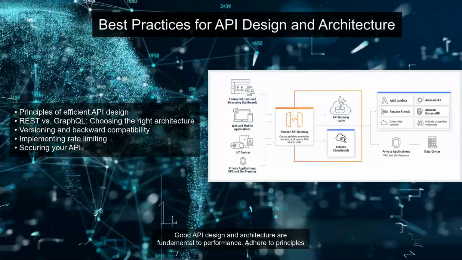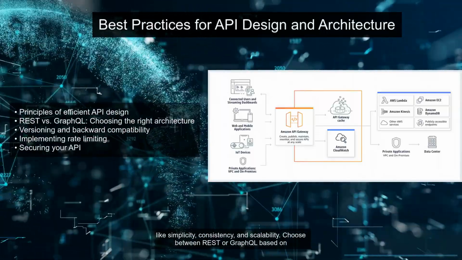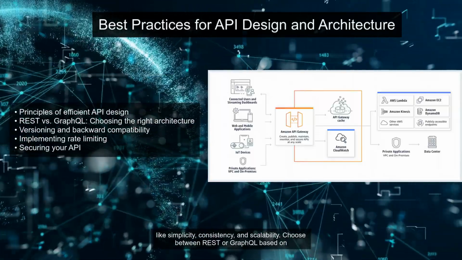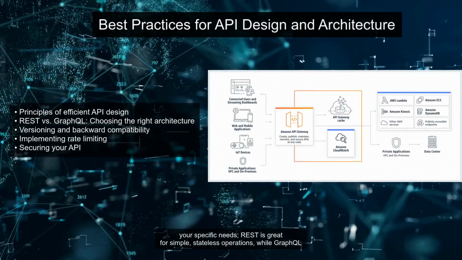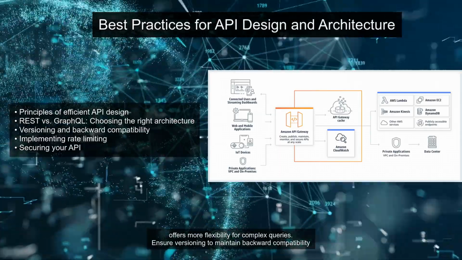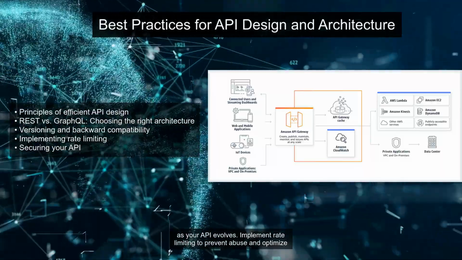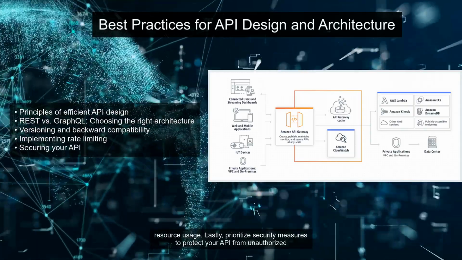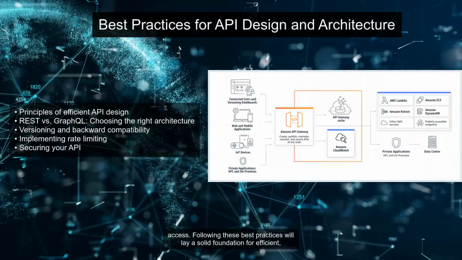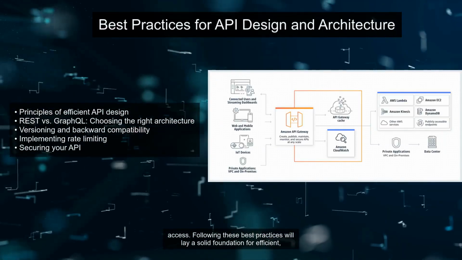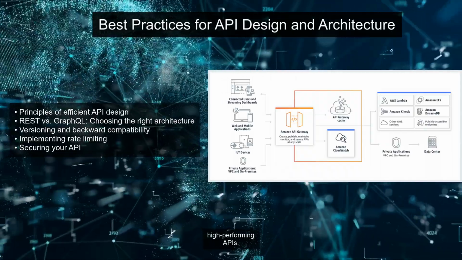Good API design and architecture are fundamental to performance. Adhere to principles like simplicity, consistency, and scalability. Choose between REST or GraphQL based on your specific needs. REST is great for simple, stateless operations, while GraphQL offers more flexibility for complex queries. Ensure versioning to maintain backward compatibility as your API evolves. Implement rate limiting to prevent abuse and optimize resource usage. Lastly, prioritize security measures to protect your API from unauthorized access. Following these best practices will lay a solid foundation for efficient, high-performing APIs.